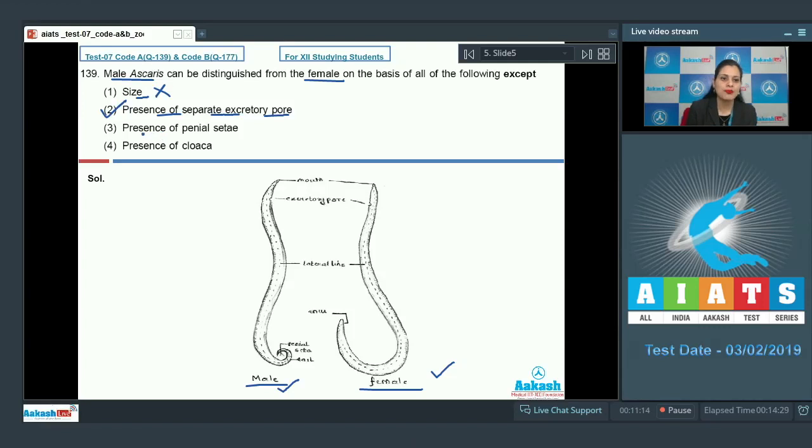The next option given is presence of penial setae, and as based on this we can differentiate between male and female Ascaris, this cannot be a correct answer to our question. As you can see here, penial setae is characteristically present in males and not in females. The last option given is presence of cloaca, and this is also an incorrect option because cloaca is a structure which is present in males but absent in females. So the correct answer to this question is option number 2. Let's discuss our next question.